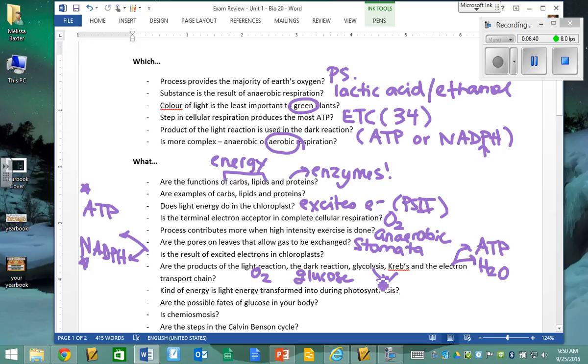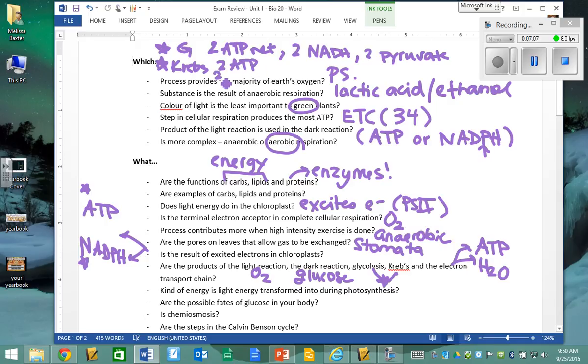So I'll just go up here so I can write. The products of glycolysis are 2 ATP net, right? It's actually 4, but since we used 2 to get it started, there's only 2. 2 NADH, 2 pyruvates or pyruvic acids. So there's 2 of everything. And the products of the Krebs cycle: 2 ATP, 2 FADH2, 4 CO2, 6 NADH.